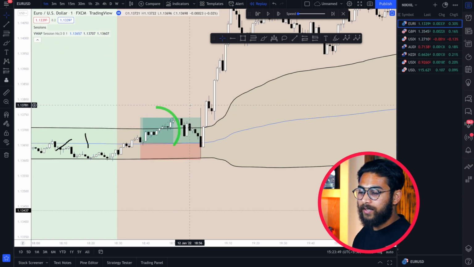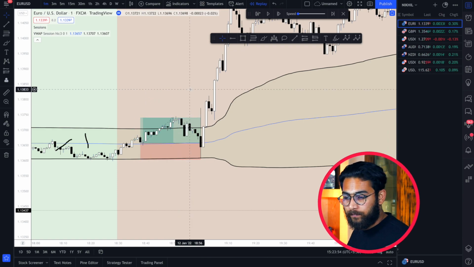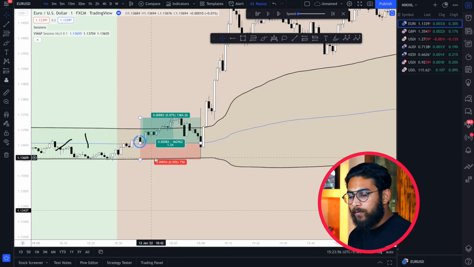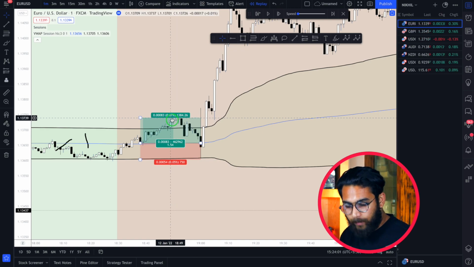Just see how quickly this trade went in our favor. Also see how mechanical the entire trade was. You know exactly where to enter, where to get out of the trade if it's not going in our favor, and also know when to take profit and leave if it is going in our favor.